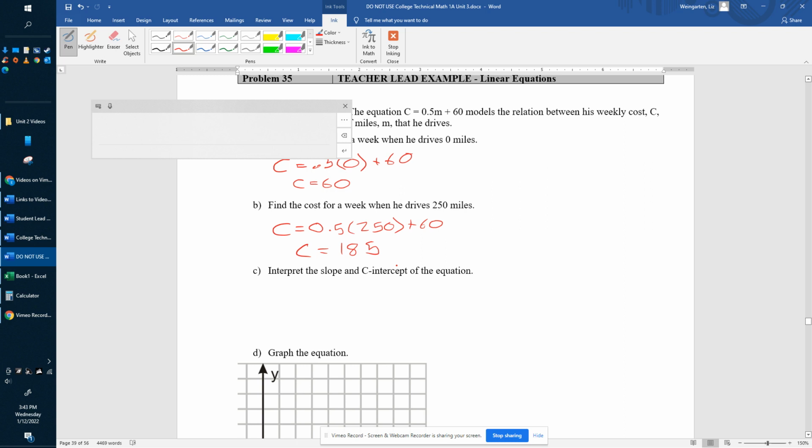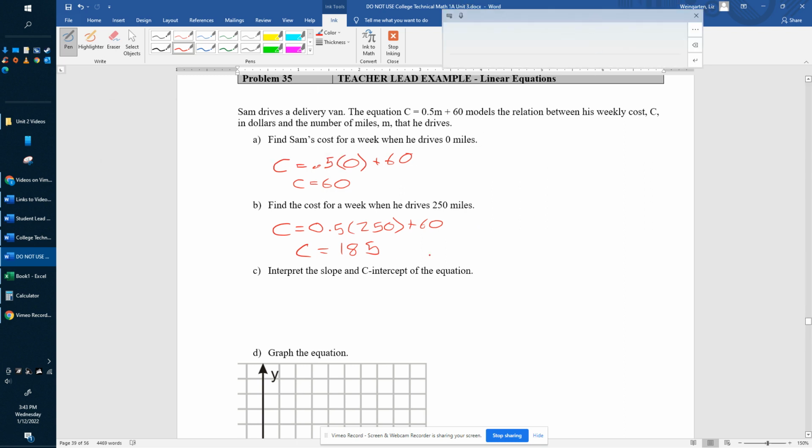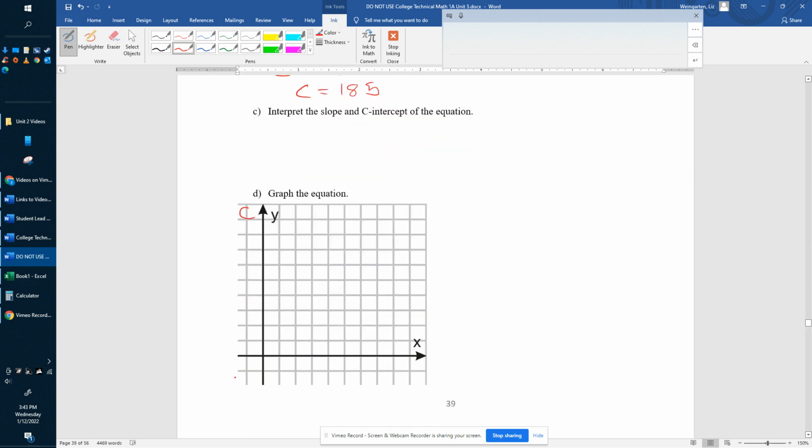Interpret the slope and the c-intercept of the equation. What is a c-intercept? So in our equation, our independent variable is m. So m is like our x. So we can look at our x-axis and say that that's kind of like our m-axis. C is like our y, or our f of x. That's our dependent variable. We can say that that is our y-axis. So we can call this c. We can call this m.